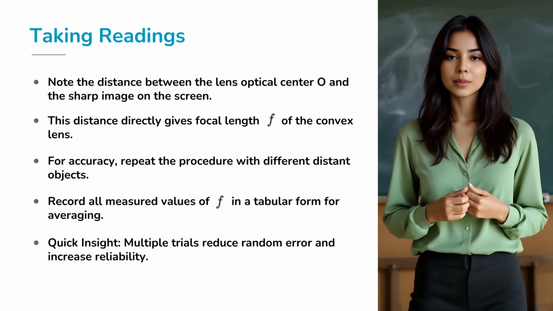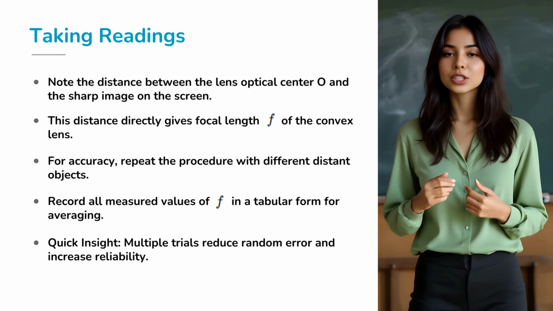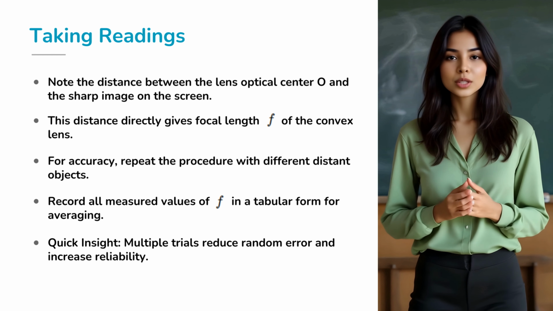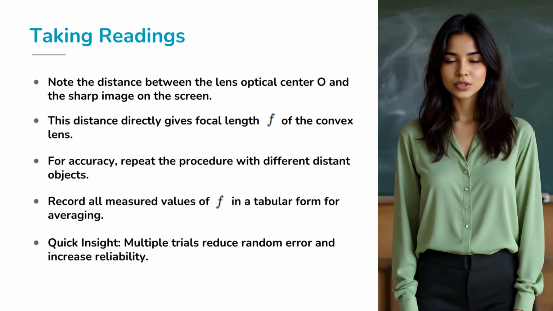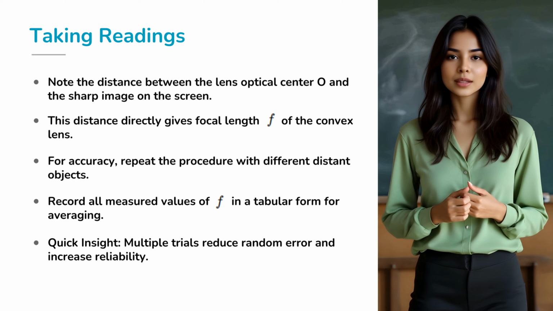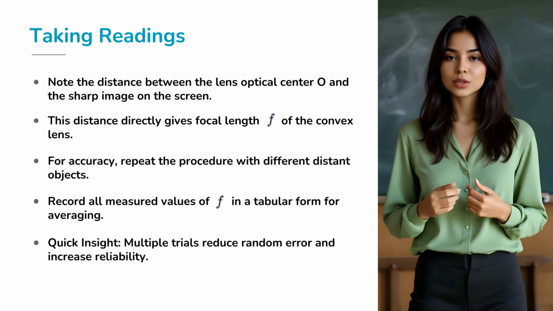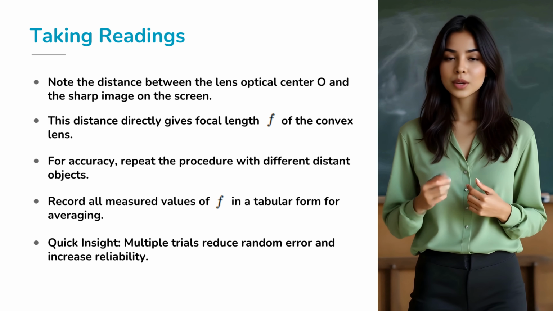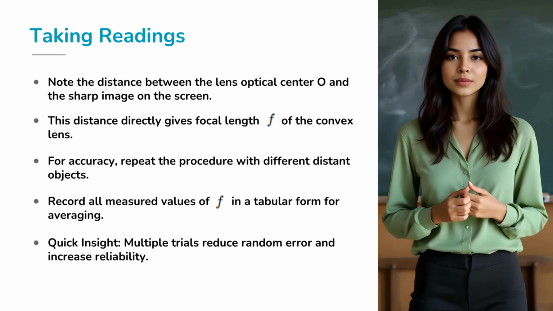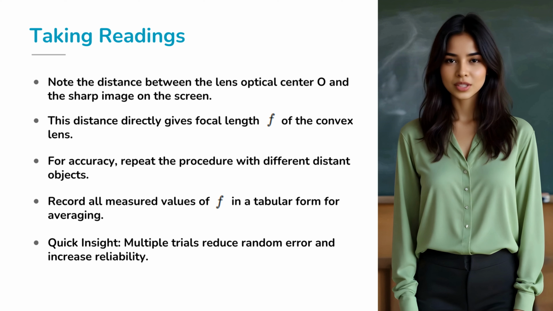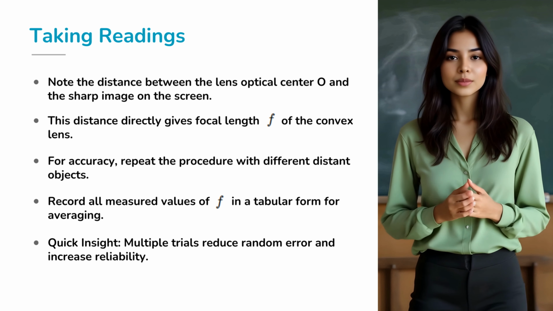To improve reliability, we repeat the same procedure using different distant objects, maybe another tree, a window frame, or even a lamp post. Each time, we adjust the screen and measure again. All the measured values of focal length f are then recorded carefully in a table. Once we have enough data, we calculate the average. This averaging step is what reduces random errors and increases the reliability of our final value.